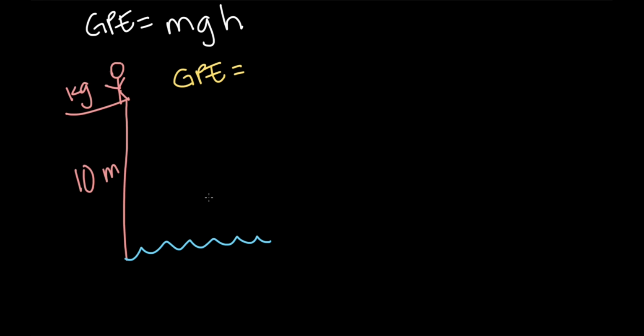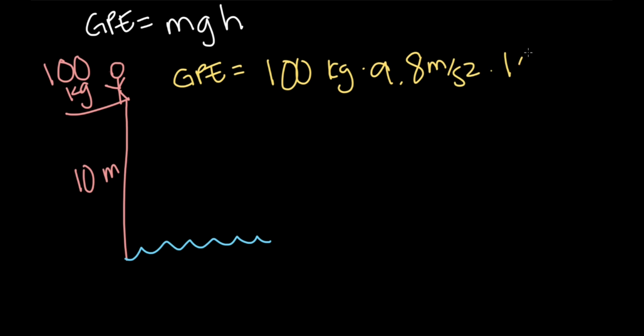Okay, now say that her brother is also with her, and he's standing at the top of the cliff, and he has a mass of 100 kilograms. So we can do the same thing for him. In this case, it is going to be 100 kilograms times 9.8 meters per second squared times 10 meters. And this ends up being 9,800 joules. So he has slightly more gravitational potential energy because he has a higher mass.